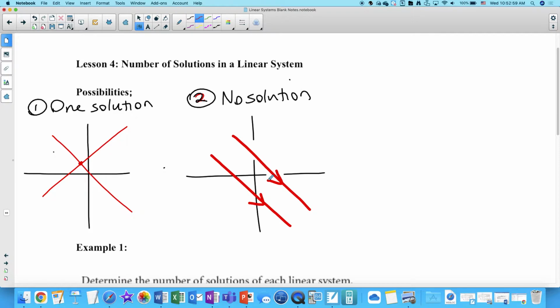There's a set of parallel lines. Okay, and if your lines end up being parallel to one another, you will never have a solution. You'll never have an x, y value where in both equations, when you sub it in, you have equality. Okay? Now, there's actually a third possibility as well.